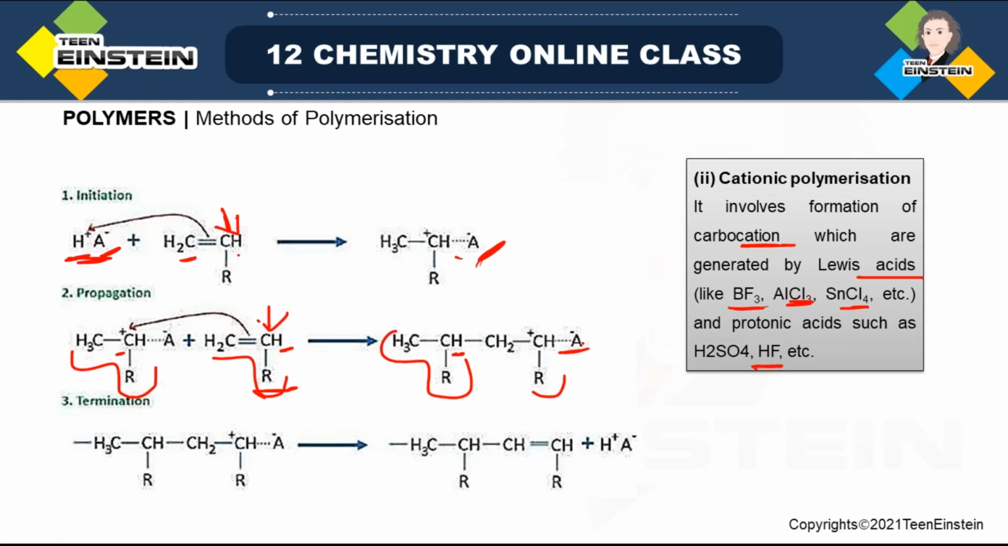Finally, there should be some termination. What will happen in the termination step? Suppose I write one hydrogen like this. This H will be removed, and as a result you get a C=C double bond. This H, removed without the electron pair, is H plus, and it neutralizes the A minus, so it is now H plus A. And finally you get the polymer. So this is cationic polymerization.